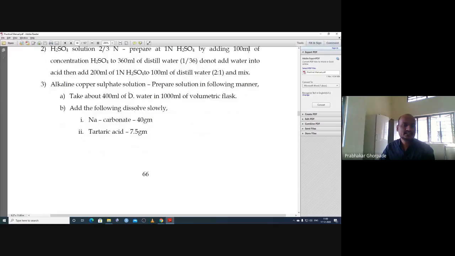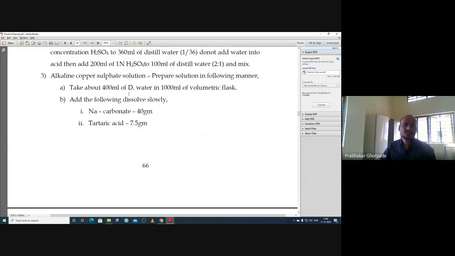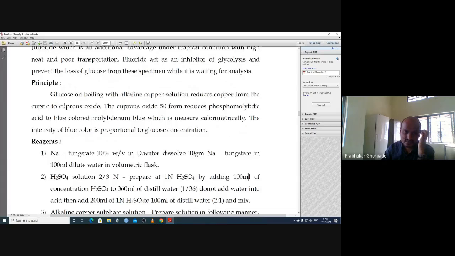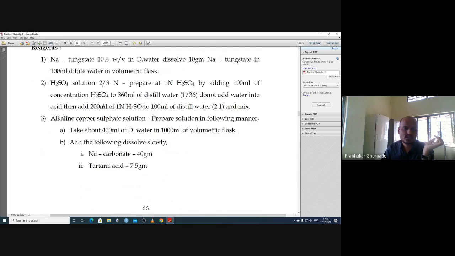Next, alkaline copper sulfate solution. Why do we need alkaline copper sulfate? In the principle we discussed that glucose on boiling with the alkaline copper solution reduces the copper from cupric to cuprous oxide. So we need the alkaline copper solution for this purpose. Prepare it in the following way.